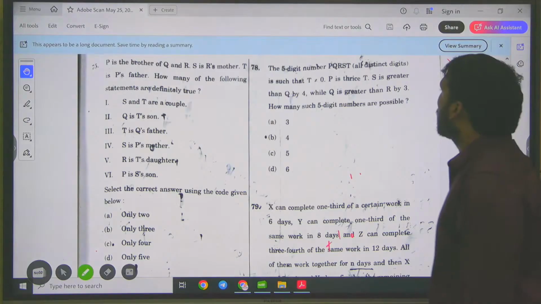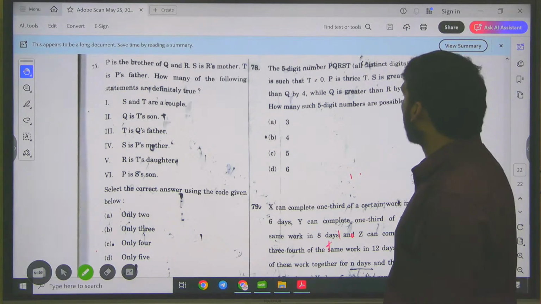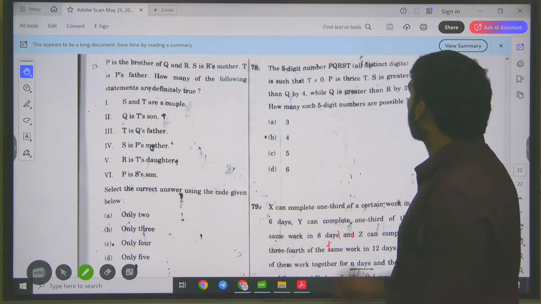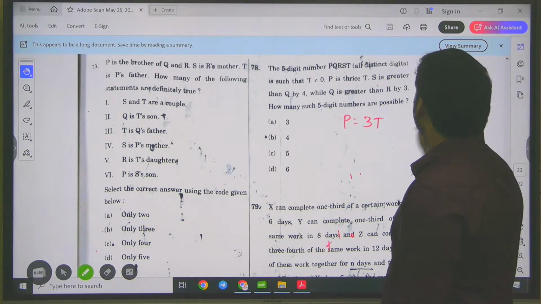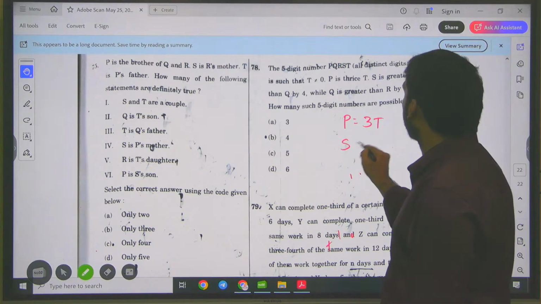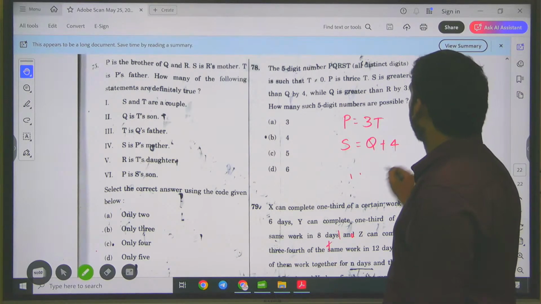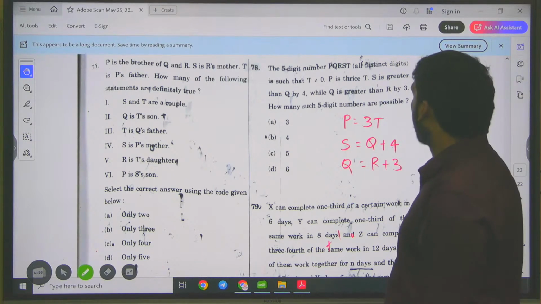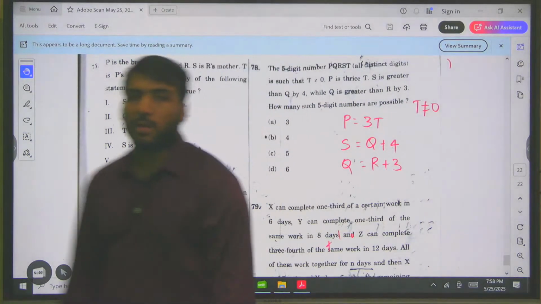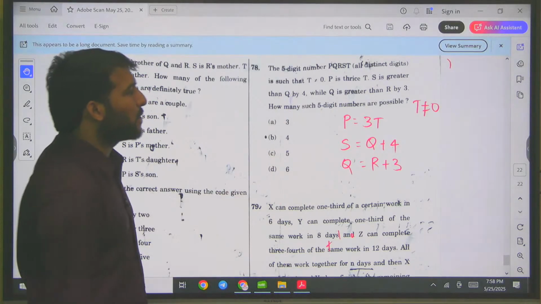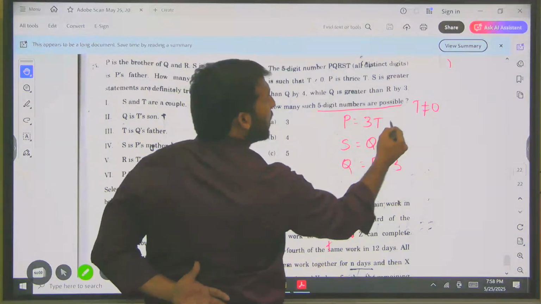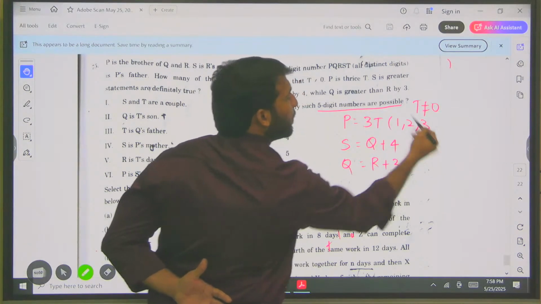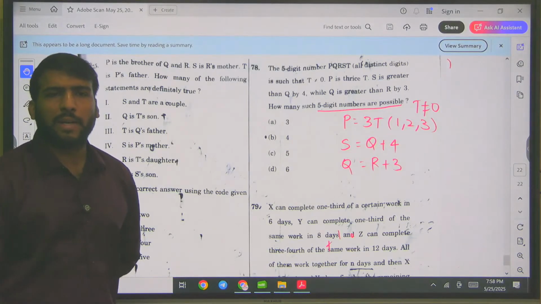The 5-digit number PQRST has all distinct digits such that T is not equal to 0. P is thrice of T. S is greater than Q by 4, while Q is greater than R by 3. How many such 5-digit numbers are possible? T is not equal to 0. T can be 1, 2, and 3.